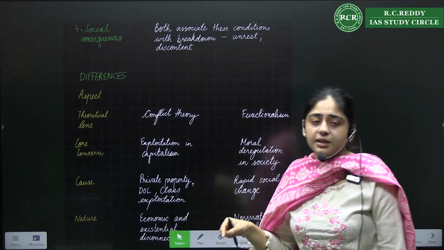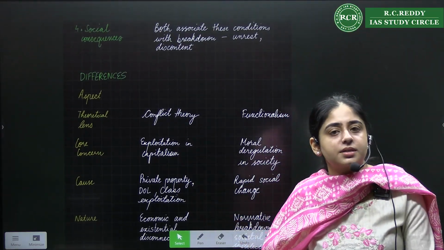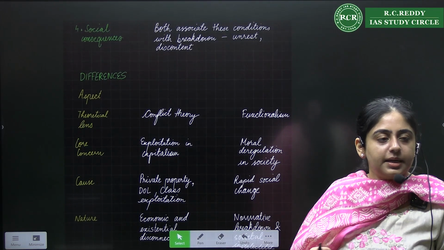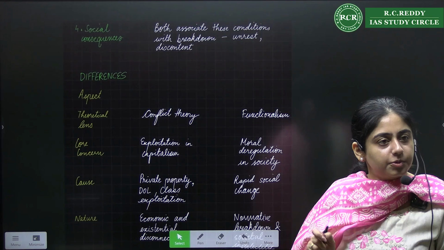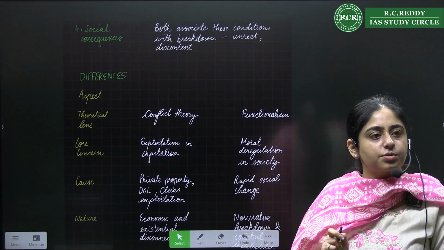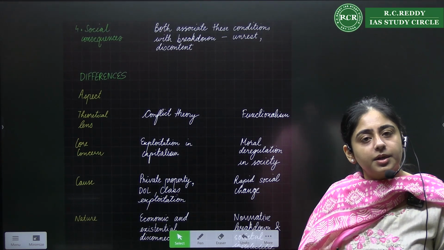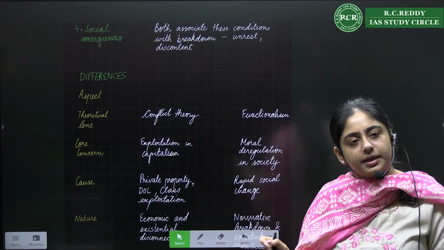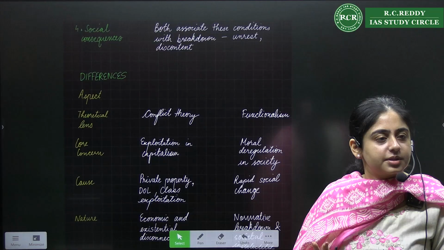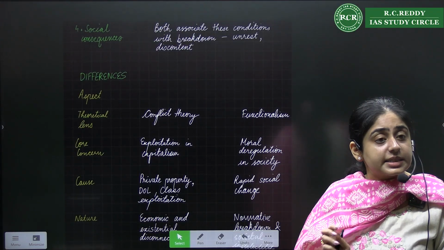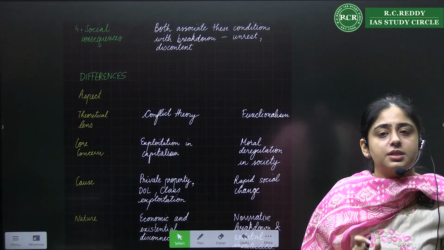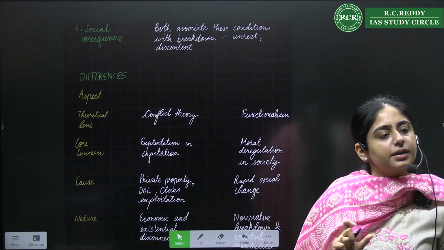Both of them are discussing almost similar consequences. Both associate these conditions with some unrest, breakdown of social order, right? The intensity is different for both, but both of them are talking about a social consequence. There will be a social disorder. For Marx, it might be a revolution, but for Durkheim also, there is a breakdown of rules. There is a social disorder. There is a state of normlessness. So the social consequences are almost similar in nature.